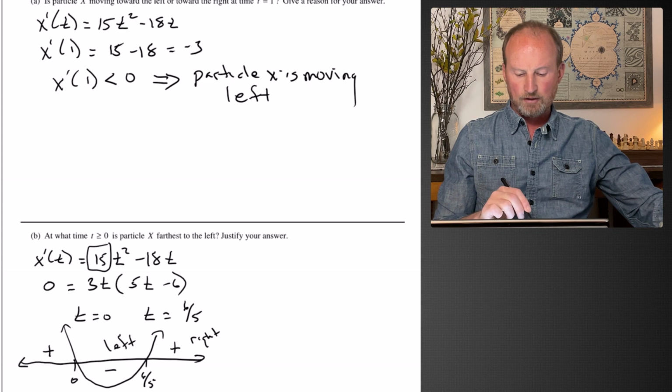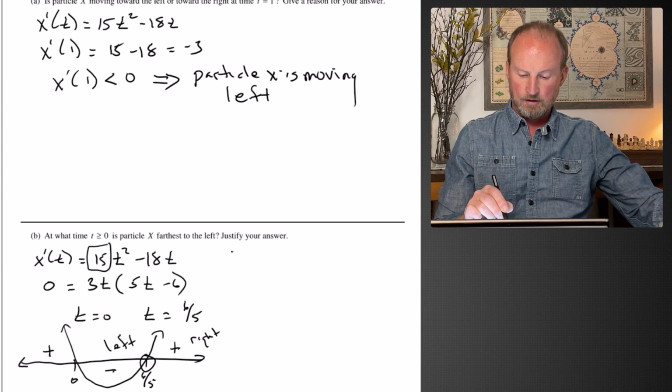So my particle travels left the entire time from 0 to 6/5 and then it switches and goes right. This must be a minimum because it goes left and then right. So it must be the furthest left at time equals 6/5.